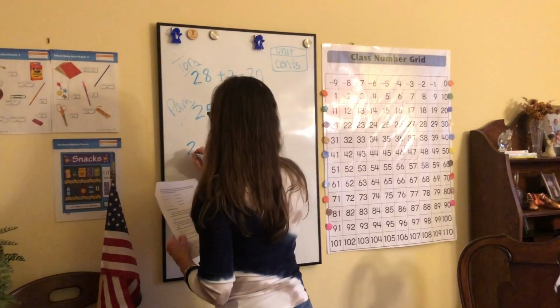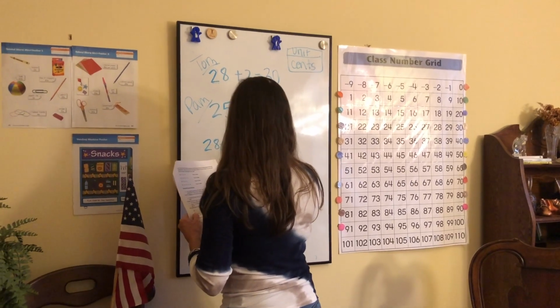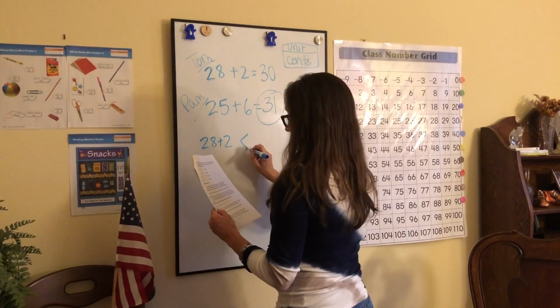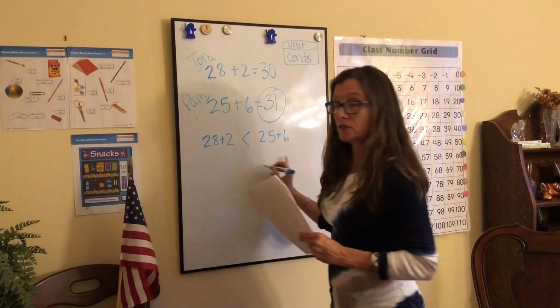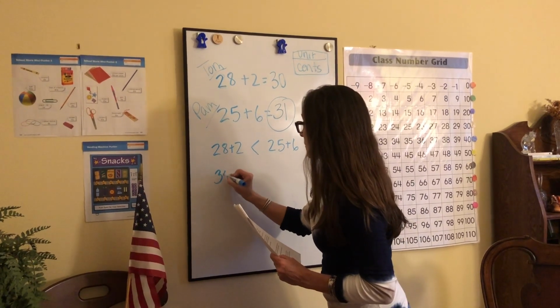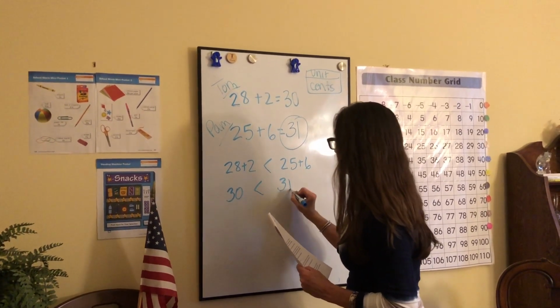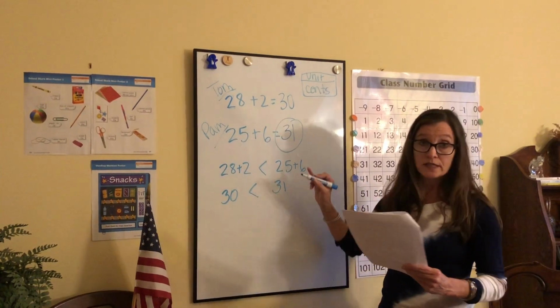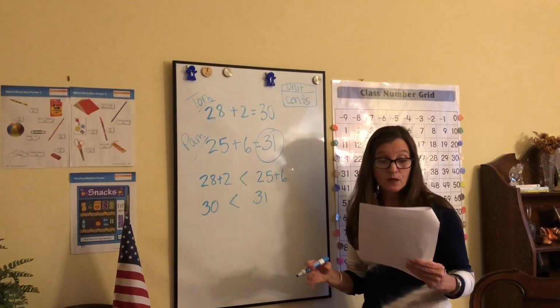And we could do that by saying 28 plus 2 is less than 25 plus 6. And that's actually before you got the totals. Or you can say 30 is less than 31. Either way you do it, it's the same. We're comparing the purchases of Tom and Pam.